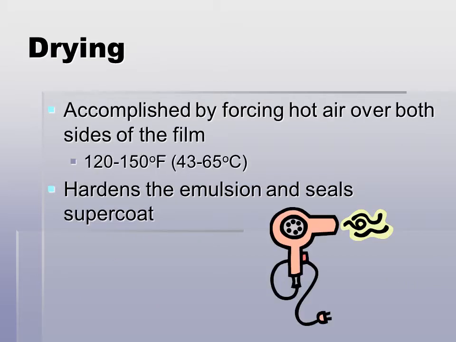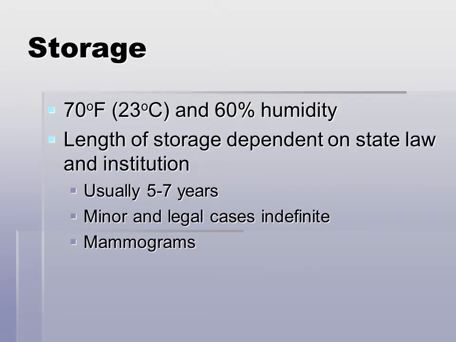Drying. This is accomplished by forcing hot air over both sides of the film, and that's usually 120 to 150 degrees Fahrenheit, 43 to 65 degrees Celsius. It hardens the emulsion and seals the supercoat. Storage. Film is usually stored at 70 degrees Fahrenheit and 60% humidity. Length of storage is dependent on state law and institution. It's usually between 5 to 7 years. Minor and legal cases are indefinite, and mammograms are also indefinite.